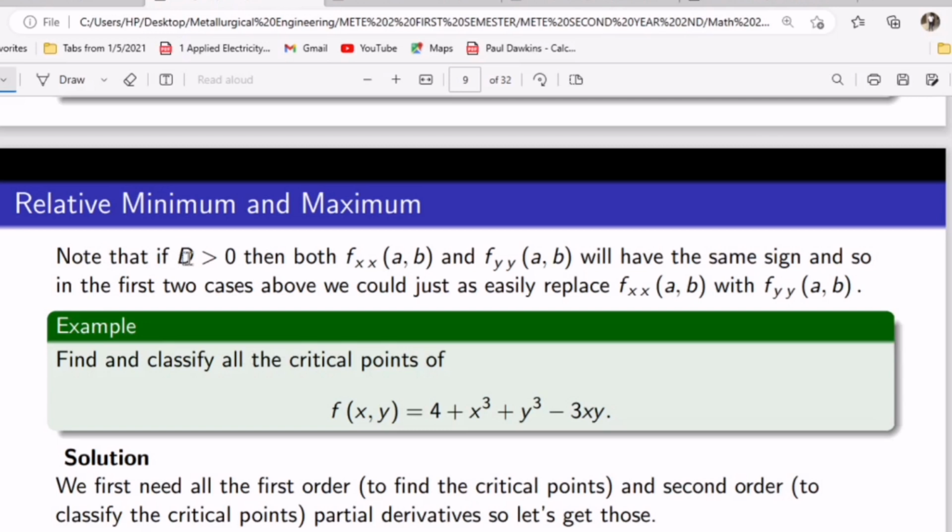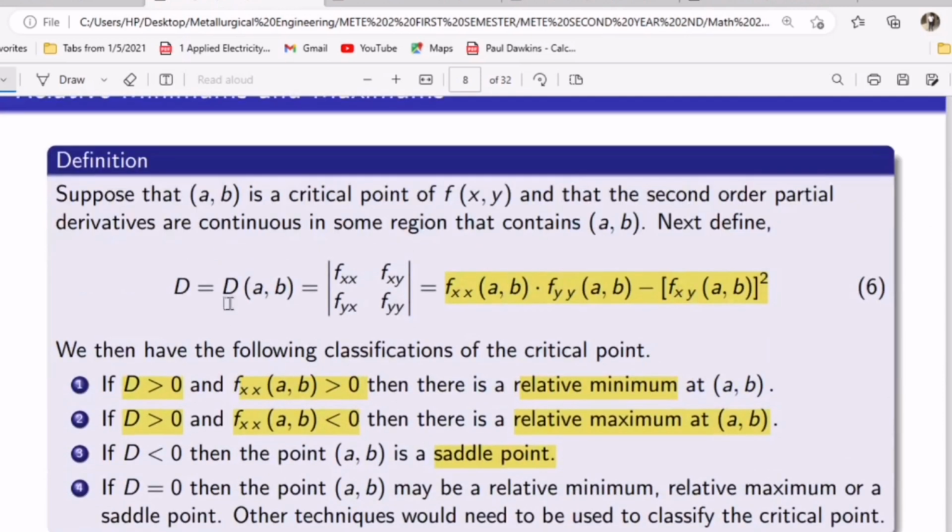Note that if D is greater than 0, then the partial derivatives f_xx(a, b) and f_yy(a, b) will have the same sign. So the first two cases above could easily use f_xx or f_yy. It's as simple as that, right? So we can replace this with f_xx or f_yy, but to simplify, we are just using f_xx. So for the classification of the critical points, let's use f_xx.